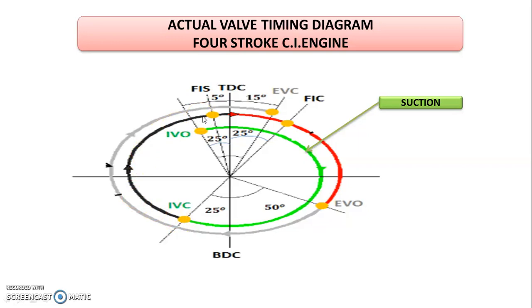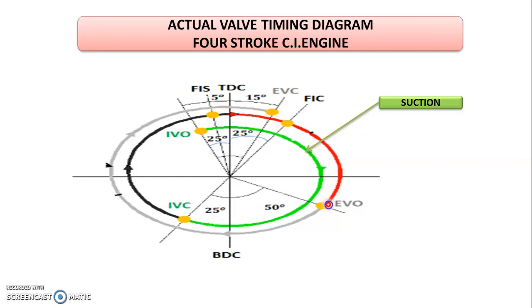But during compression, before the piston reaches TDC, the fuel injection will start. The fuel injector will inject the fuel 5 degrees before TDC, and this fuel injection will continue until 25 degrees after TDC. So after fuel injection, the compressed air will get ignited, hot gases will be produced, and these hot gases will force the piston from TDC towards BDC.